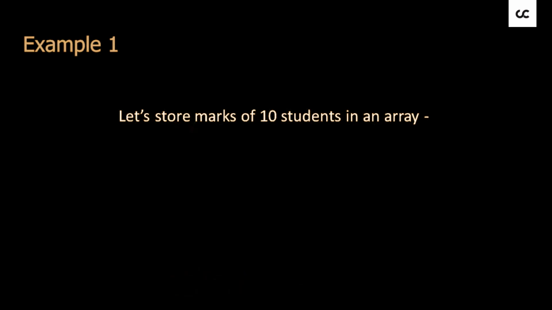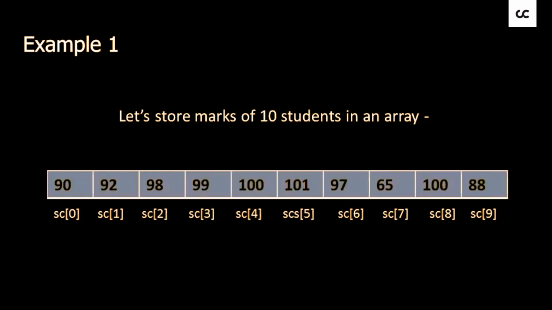Okay. Let's take another example. Suppose my requirement is to store marks of 10 students in an array. So here is the array. The name of the array could be anything. Here the name of the array has been taken to be SC. SC stands for score, or whatever name you want to assign to it. So SC0 happens to be the first element and its value is 90. SC1 happens to be the second element and its value is 92. SC2 happens to be the third element and its value is 98.